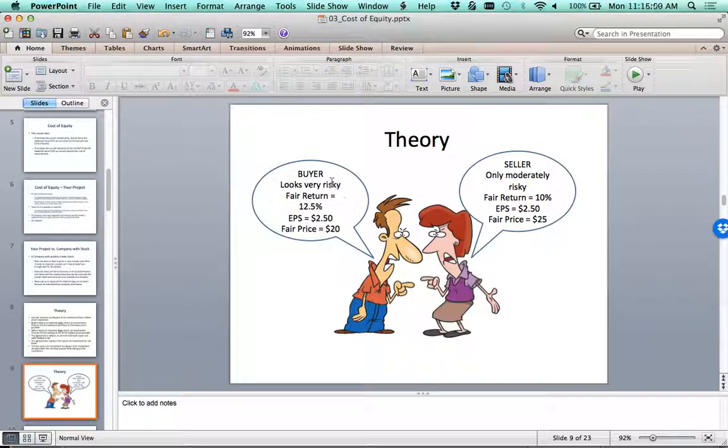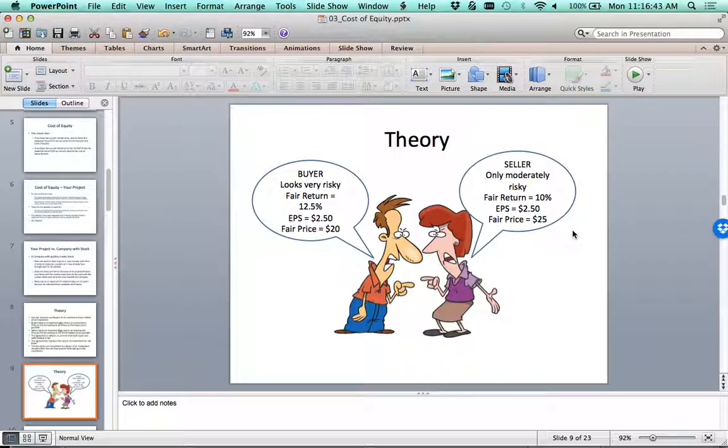As a buyer, you might look at an investment and say, well, that looks really risky. And so let's just say that I think that the earnings per share are $2.50, and they're going to go on at that rate forever. So it's a $2.50 perpetuity. And I think that the fair discount rate on that is 12.5% because they're a little risky. So I would discount that $2.50 back to a present value of $20. That's just $2.50 divided by 12.5% equals $20, right? So that's the present value of a perpetuity. The seller, on the other hand, would say, it's not that risky.